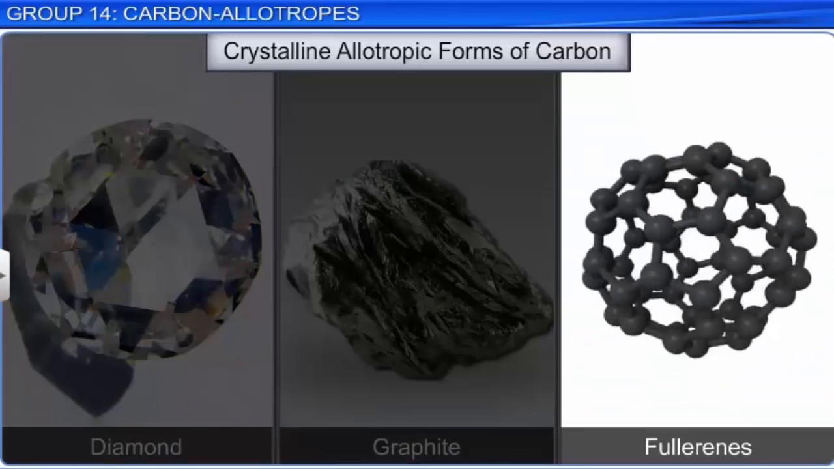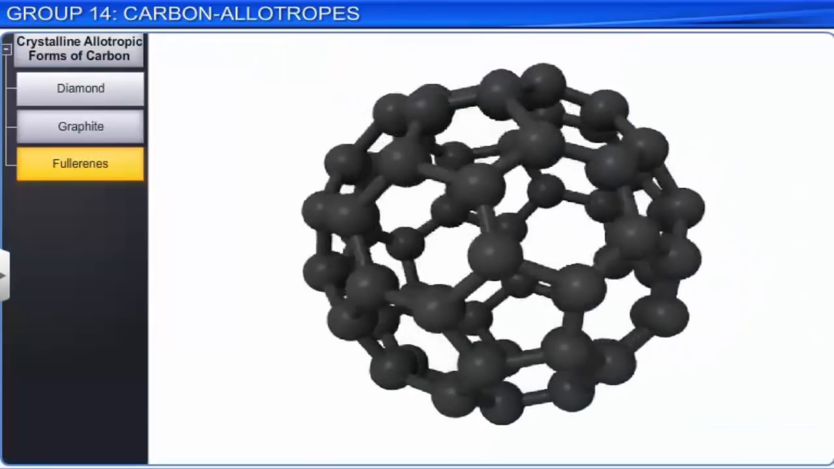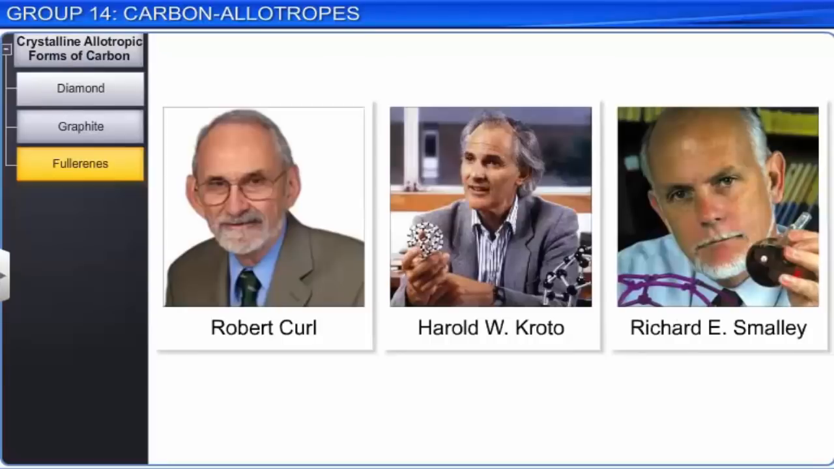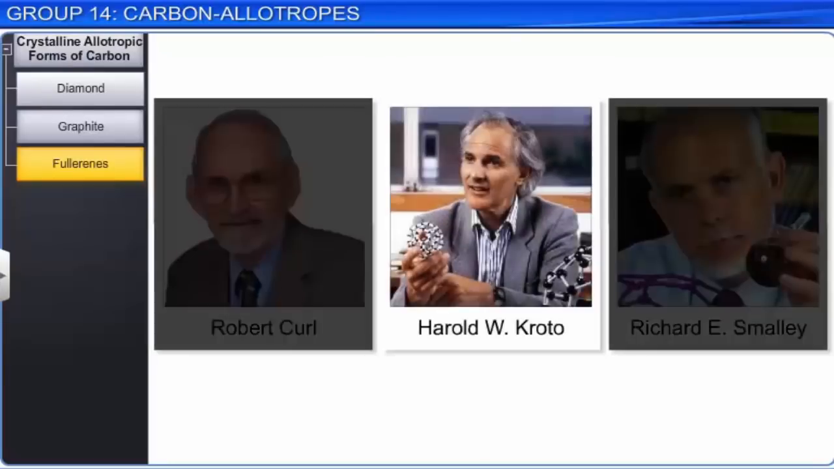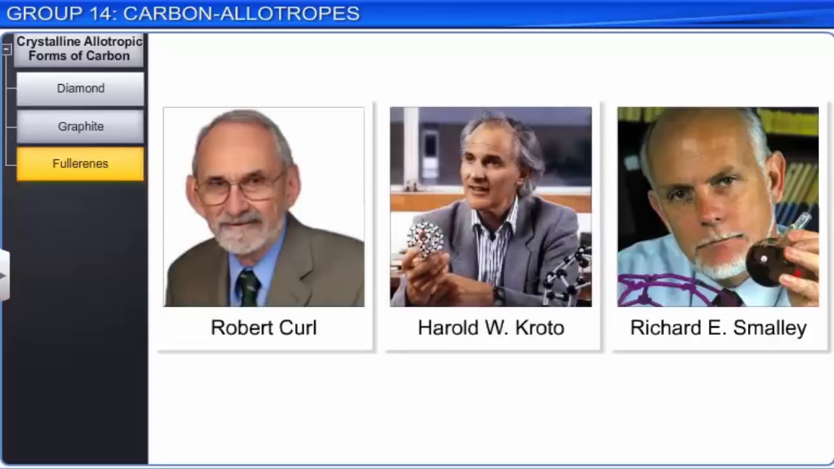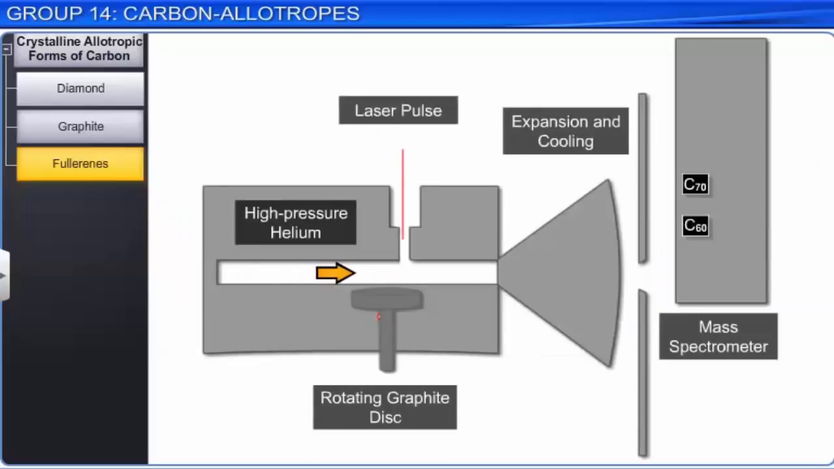The third important allotrope of carbon, the fullerenes, are the most recently discovered. They were identified by Robert Curl, Harold Kroto, and Richard Smalley in 1985, for which they were awarded the 1996 Nobel Prize in Chemistry. Fullerenes can be prepared by heating graphite in an electric arc in the presence of inert gases. This work led to the discovery of the 2 most important fullerenes: molecules containing 60 and 70 carbon atoms, respectively, plus traces of other fullerenes.